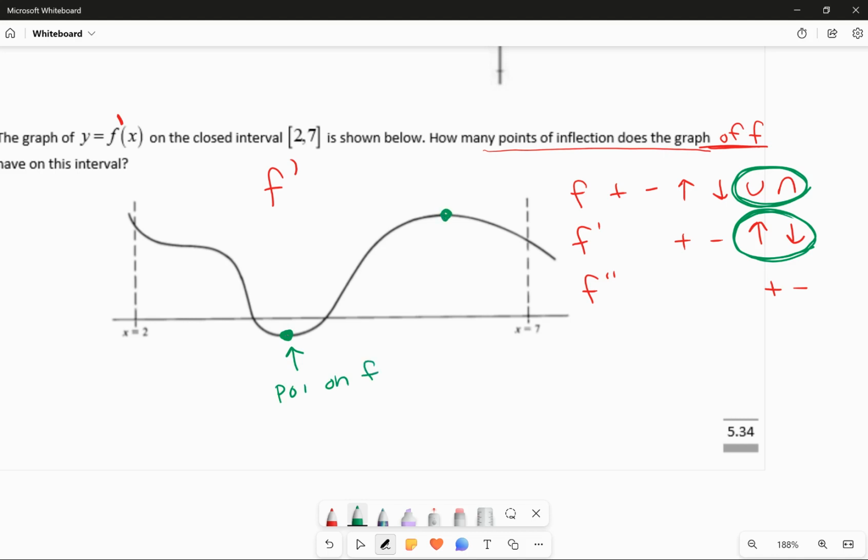And then we would also have a point of inflection here on f, because f prime is changing from increasing to decreasing. Here we have f prime equal to 0, but it's not changing from increasing to decreasing there. So that's not going to be a point of inflection on f if this was the graph of f prime. All right, so I just thought this was a valuable discussion to have, to just make sure that if you're given different information, you know how to find points of inflection. So if this was the graph of f prime, we'd have 2 points of inflection between 2 and 7.